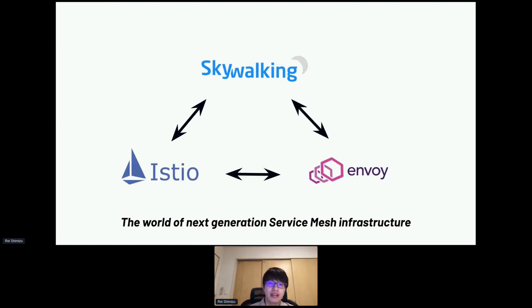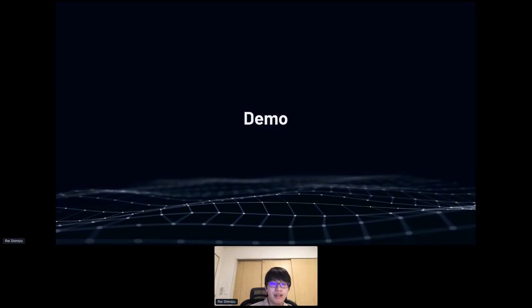In summary, these features are based on the cross collaboration between the Envoy community and the Apache SkyWalking community, and it will increase the importance of Apache SkyWalking in Istio centralized service mesh environments. Okay, we will now move on to the demonstration of using Apache SkyWalking with Istio.